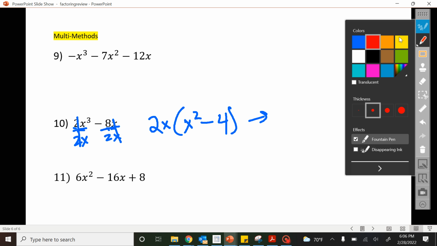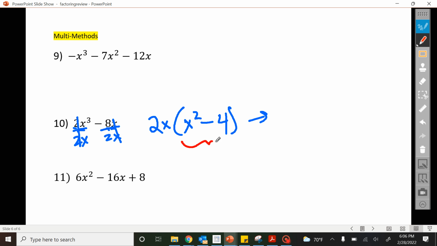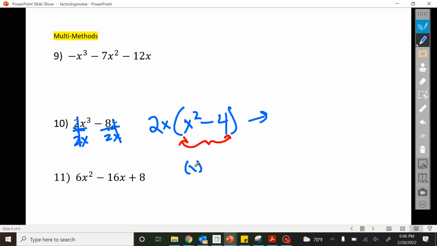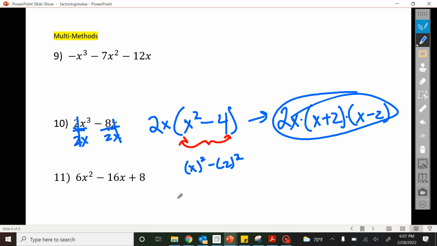Now we took out the GCF, but you'll notice here x squared minus 4, this is a difference of two perfect squares. x to the second and 2 to the second. So that can be factored by a difference of two perfect squares. One of the factors would be x plus 2, and one of the factors would be x minus 2. And that's our factored form for number 10. So we took out the GCF, and then we factored it further.